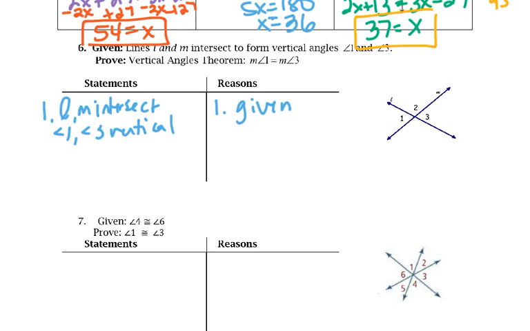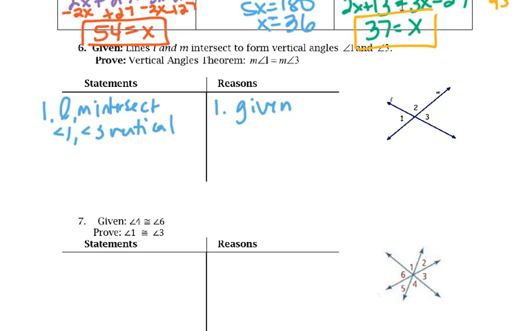Now what are we supposed to prove? We're supposed to prove the vertical angle theorem. We're supposed to prove then that the vertical angles 1 and 3 are congruent to each other. So how do I do that? How do I prove that those two are congruent? You can't say they're congruent because they're vertical angles, because that's what we're trying to prove. So look at the picture. What else do we know?